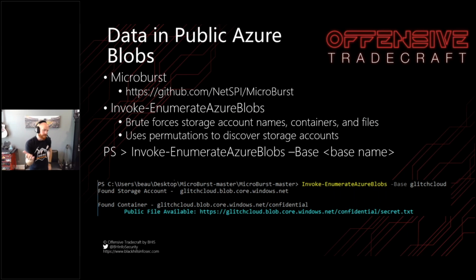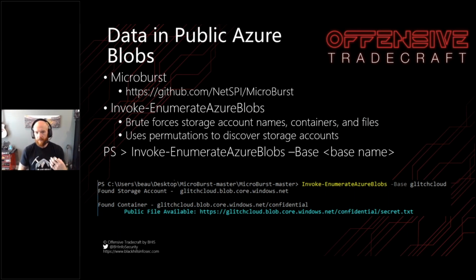So MicroBurst is the tool from NetSPI that has an awesome module. It's called Invoke-EnumerateAzureBlobs that does this. It'll brute force the storage account names and look for potentially sensitive data that somebody's posted into blob storage. So this will straight up brute force the account name, which in my screenshot here, I set up this one. GlitchCloud is my test environment for this. Okay, so the storage account is glitchcloud.blob.core.windows.net.